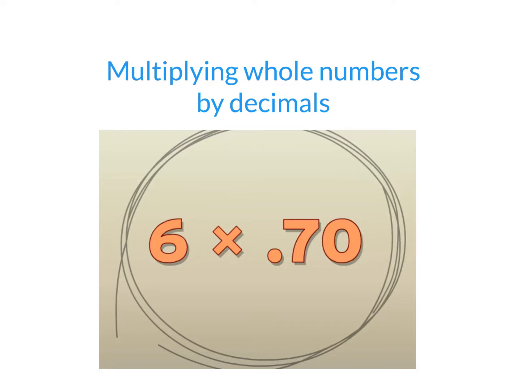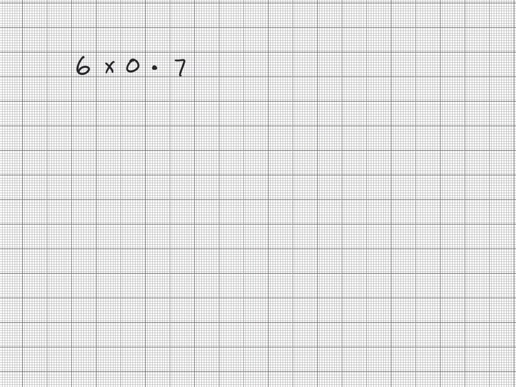Hi, in this video we'll be looking at multiplying whole numbers by a decimal. Here we have a whole number 6 and we want to multiply it by 0.7. So how do we do that? Well, the first thing we do is write out our algorithm. So 0.7 multiplied by 6.